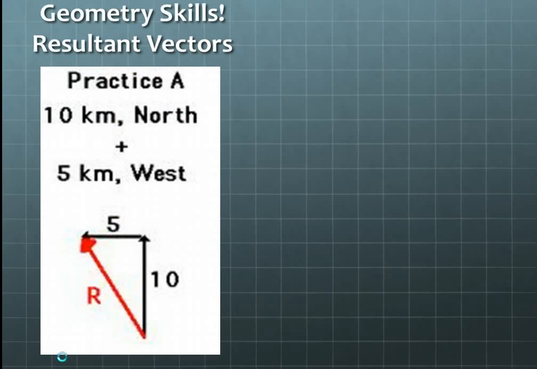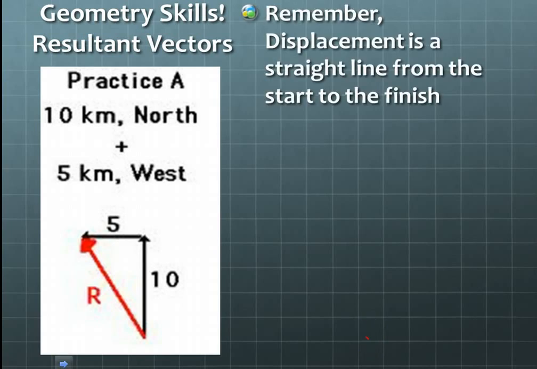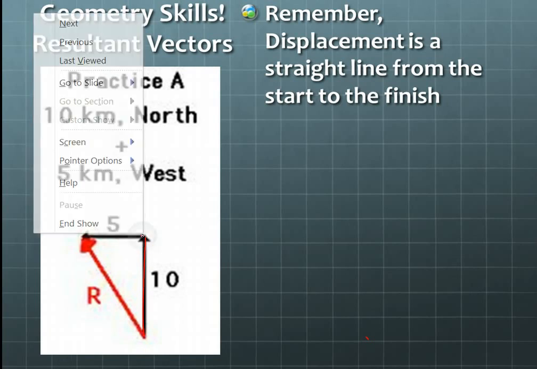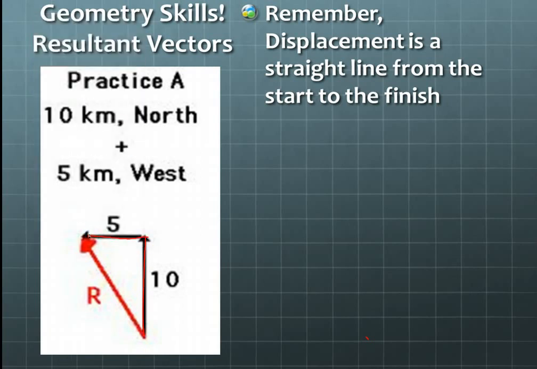Okay. We're going to use some geometry skills here. So you either have had geometry already last year or you're in geometry now for most of you. And so let's talk about that. Take a look at the picture. We want to combine these displacements. So you have 10 kilometers going north, and then you have 10 kilometers going west. And so we want to combine that somehow.